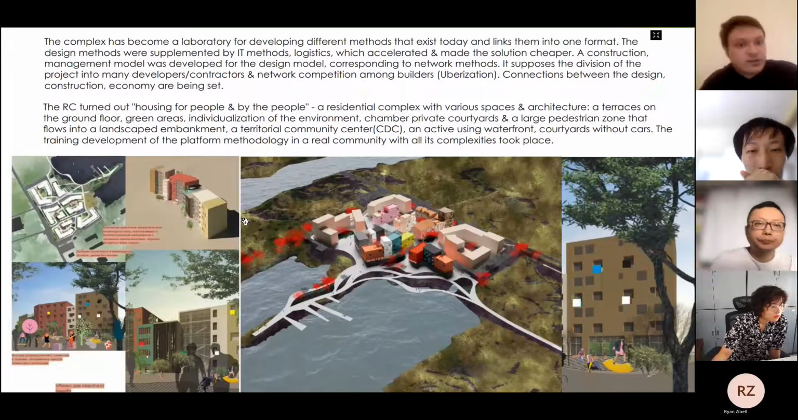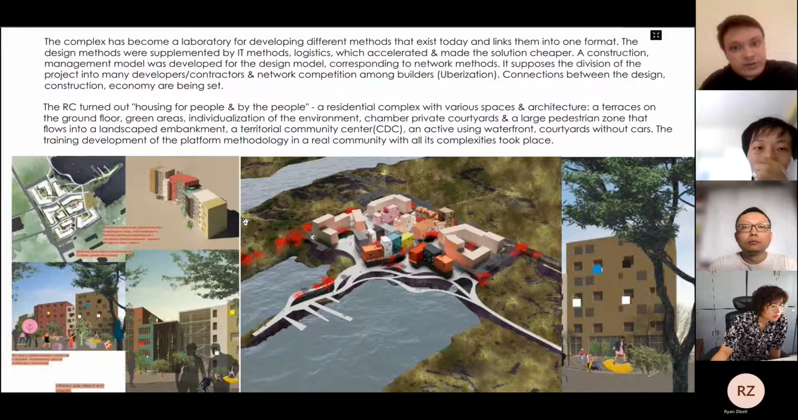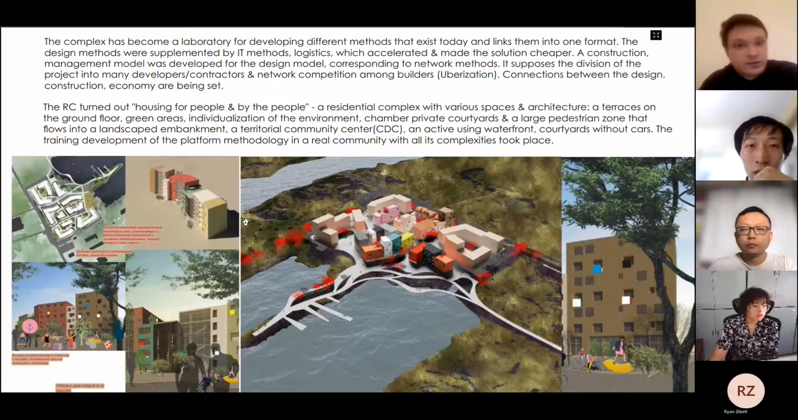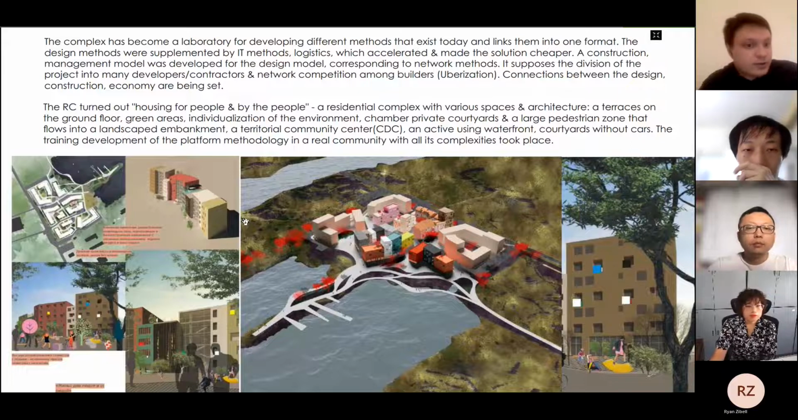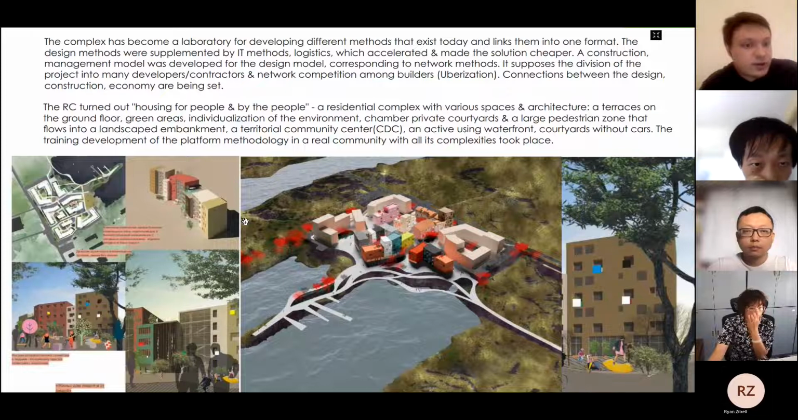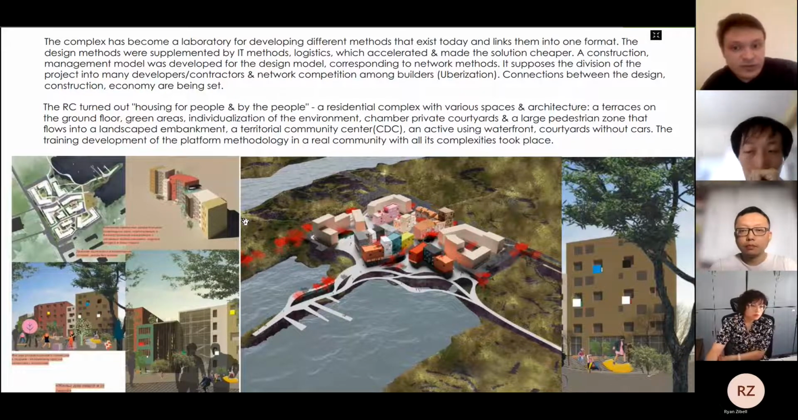So the complex has become a laboratory for developing different methods that are exciting today. And a construction management model was developed. It supposes the division of the project into many developers, contractors, and a network of competing builders. The residential complex turned out to be housing for people and by the people, with various spaces and architecture, terraces on the ground floor, green areas, individualization of the environment, chamber private courtyards, and a large pedestrian zone.